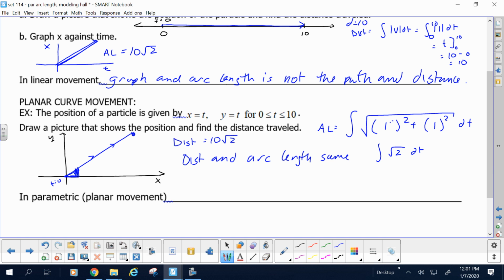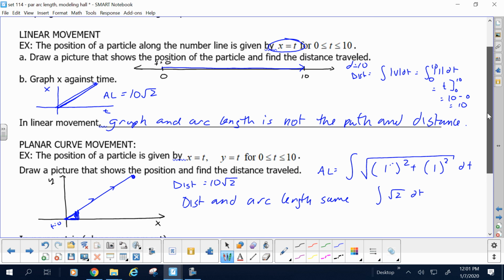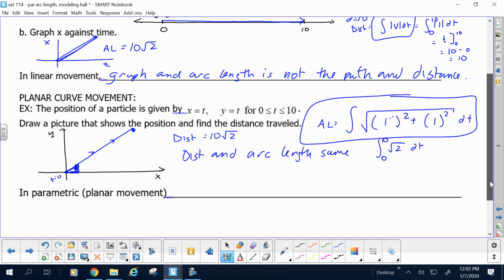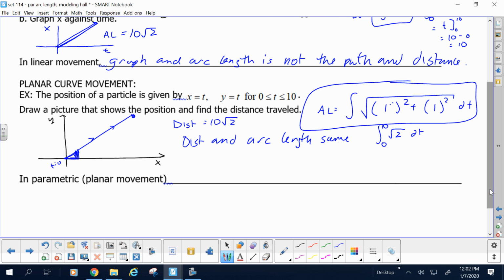You're still integrating speed. In all of Calc 1, Calc 2, and Calc 3, distance is found by integrating speed. How fast do you go times little increments of time? Distance in one dimension is integrating speed. Distance in two dimensions is integrating speed. This root 2 represents the speed that you are traveling times little amounts of time from 0 to 10. And if we did three-dimensional movement, then it would be plus z prime squared. All right, but in parametric, the graph and the arc length are the same.